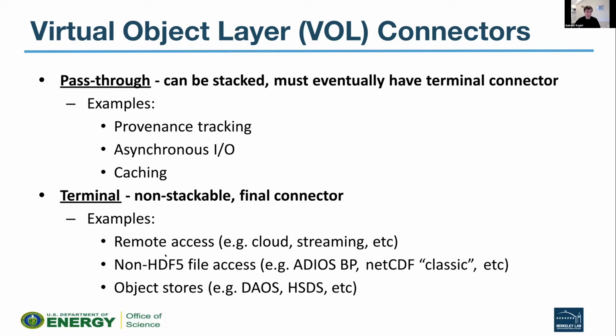Some examples of that are remote access, whether you're going to store data in the cloud or in a non-HDF5 file format. This gives us access to existing ecosystems of legacy or current, depends on your perspective, data that you may have. Petabytes of whatever can be accessed through the HDF5 API if you write a VOL connector that understands that file format, and then you introduce all those legacy files into the HDF5 ecosystem.